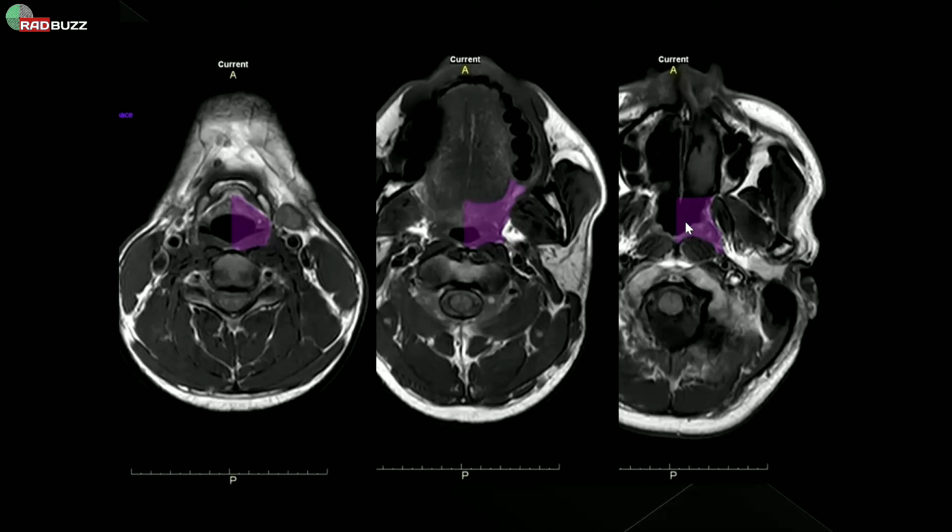Above, if we move above, this is the nasopharyngeal space. Behind the nasal cavity, that's the midline vomer bone, and this purple area is the nasopharyngeal space. So these three slices show the pharyngeal space going all the way in line.